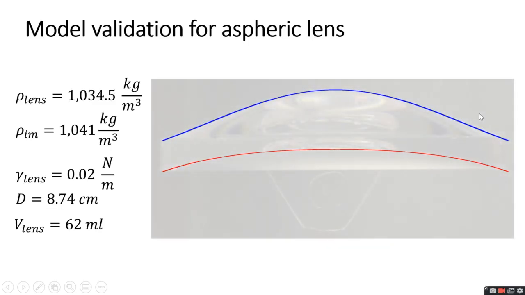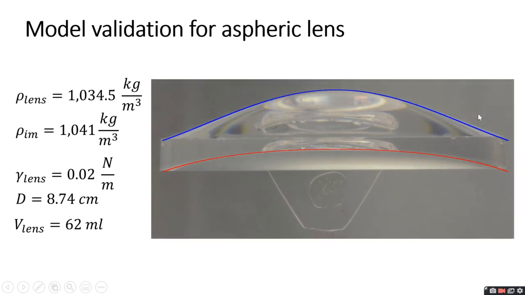Comparing our theoretical model to experiments yields excellent agreement without any fitting parameters. The blue and red curves in the image represent the theoretical top and bottom interfaces, and all the values used in the model were measured directly from experiment.